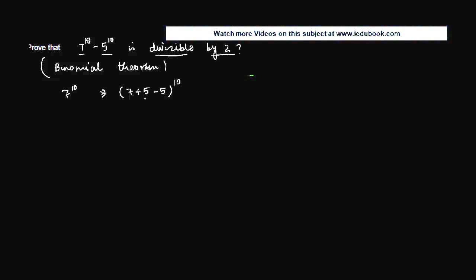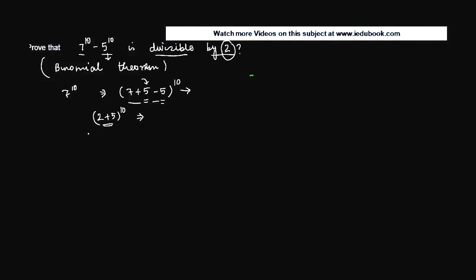Now you must be wondering why I have done this and why I have chosen 5 instead of any other number. Because we have minus 5 here. So what we can do is we will try to expand this in such a manner that we get 2 in each of the numbers. Or better still, we can just write this as 2 plus 5 to the power 10.